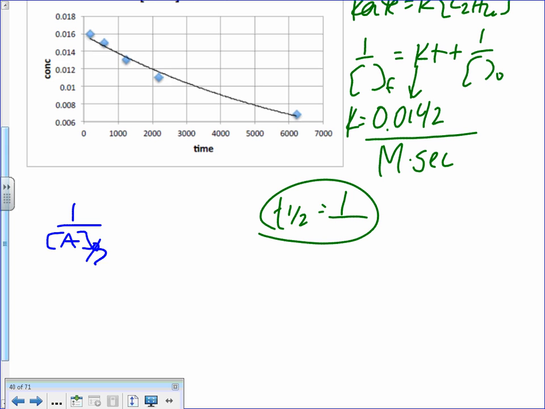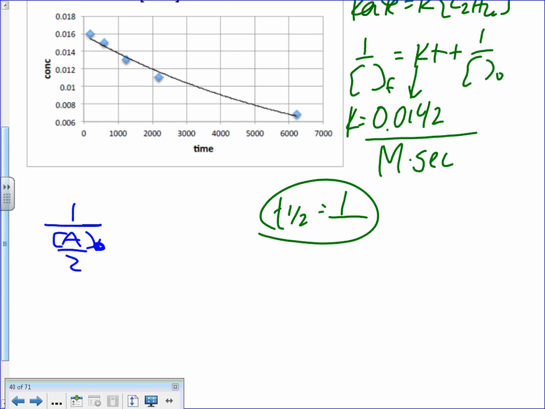Over 2. Okay, I'm going to write that a little bit better. So 1 over A over 2. Why is that the half-life? Because that's halfway through. This is A initial. So basically I'm saying that once half of A initial has disappeared, that's our half-life. Time of half-life is when half of the concentration of the species has disappeared or decayed.